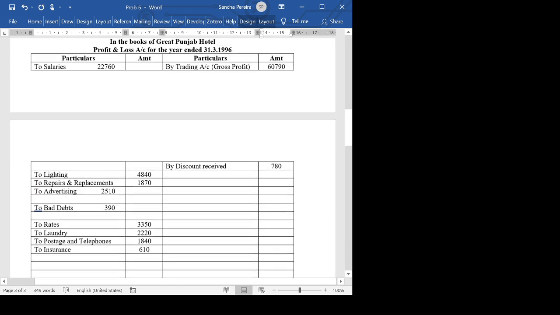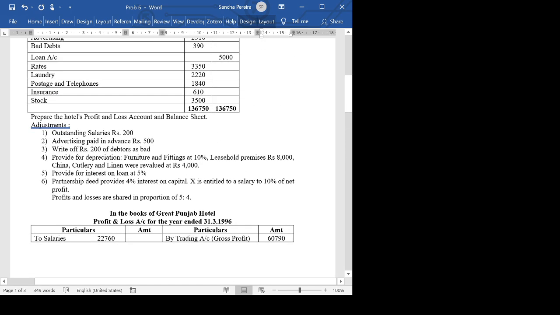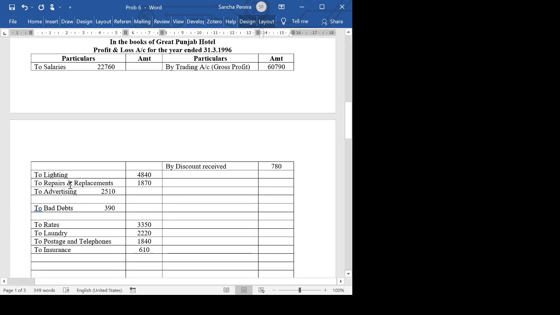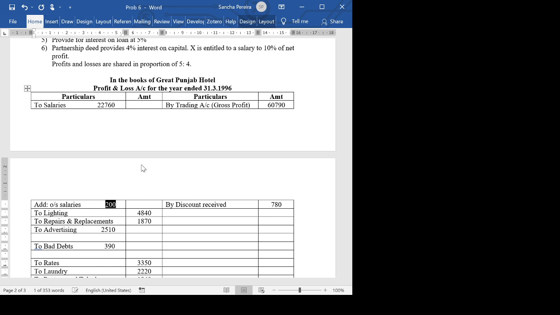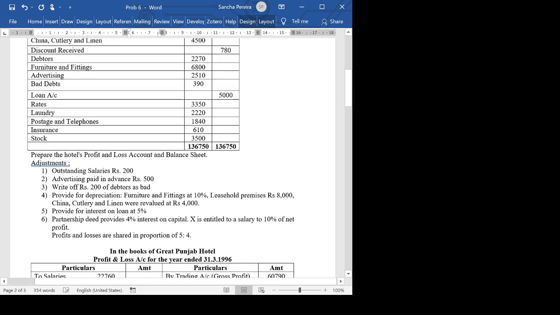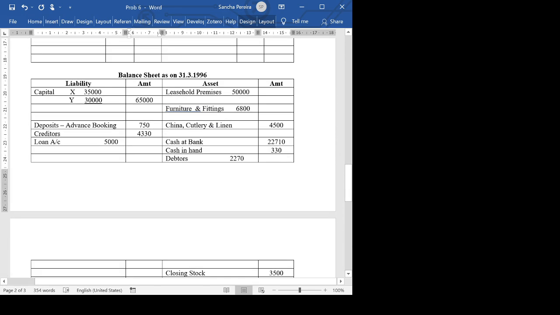Now we move on to the adjustments. Outstanding salaries rupees 200. So add to salaries here. Add outstanding salaries 200. That comes to 22,960. Next, our outstanding salaries will also go in the balance sheet. Leave a line for interest on loan. Outstanding salaries 200.